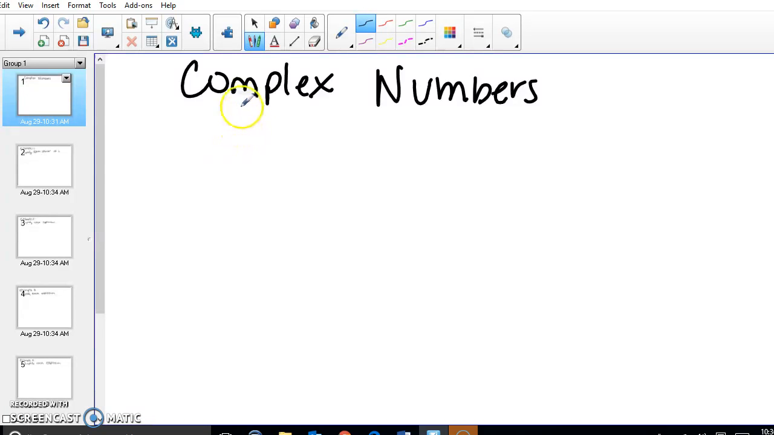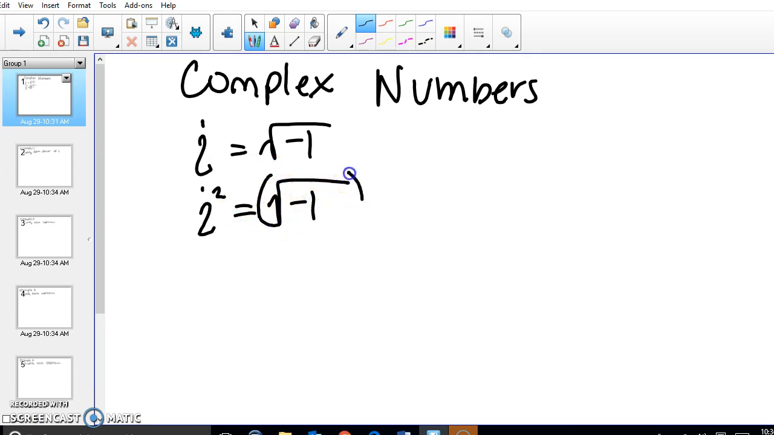We're going to look at complex numbers today. So the important thing to remember with complex numbers is that they are represented by the letter i, and that is equal to the square root of -1. i squared is the same as the square root of -1 squared, and squaring and square rooting are inverse functions. They'll undo each other. So when we square a square root, we end up with what's inside. So i squared equals -1.